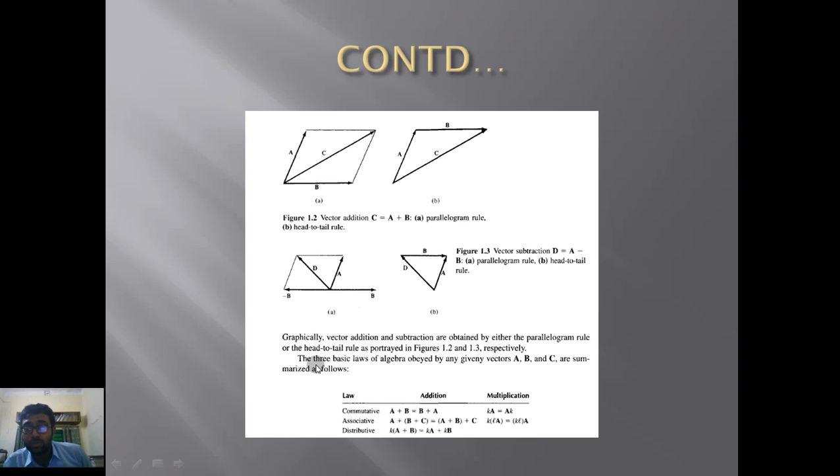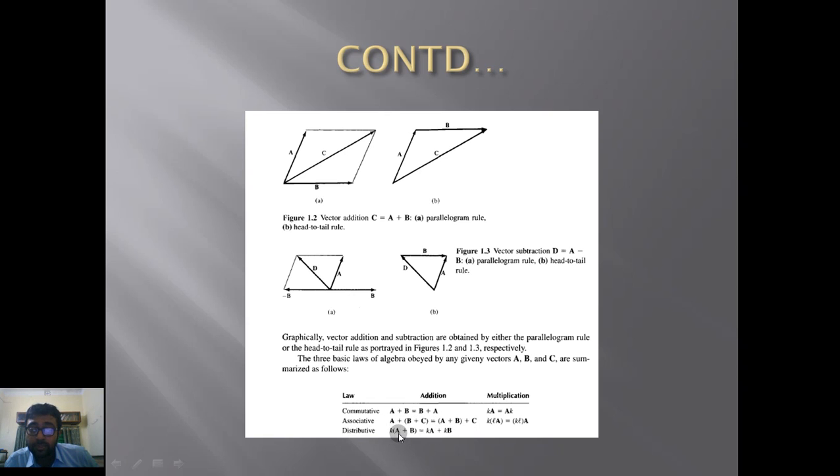Now, three basic rules of algebra obeyed by any given vectors A, B, C, and this is important, are summarized as follows. First of all, this is the commutative law: A plus B is equal to B plus A. It means we can write A plus B this way, B plus A. Associative rule, what is that? It is A plus in the bracket B plus C. We can also write A plus B in a bracket plus C. Both are similar: A plus (B plus C) is equal to (A plus B) plus C.